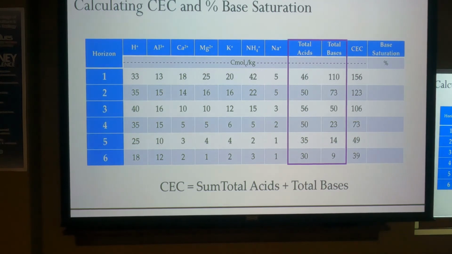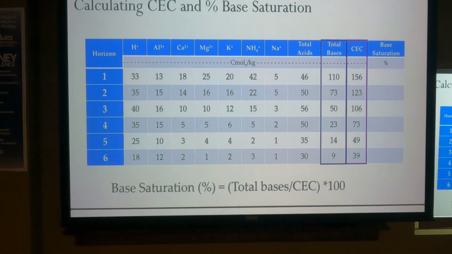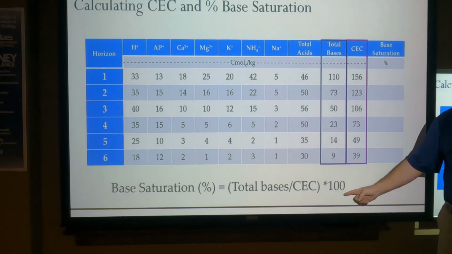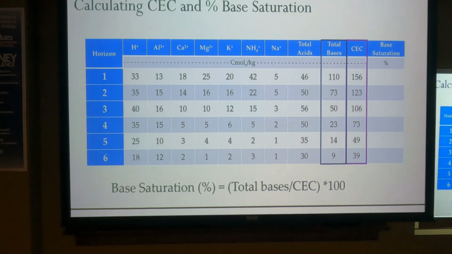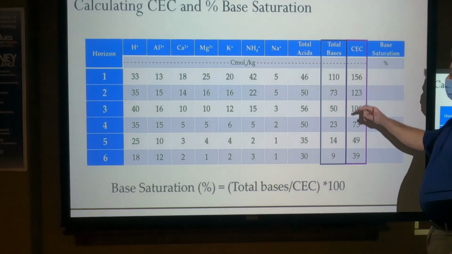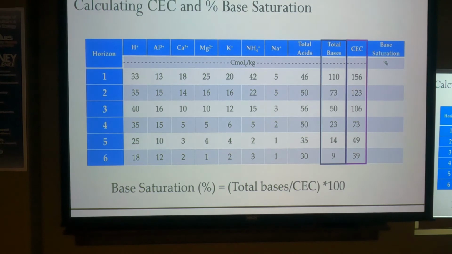156, 123, 106, 73, 49, 36. Cool. What's that? 39. 39, I'm sorry. 39. Next. That's our total CEC. Next, we're going to divide the bases by the total CEC, and this will give us percent base saturation. 110 by 156. Good decimal.